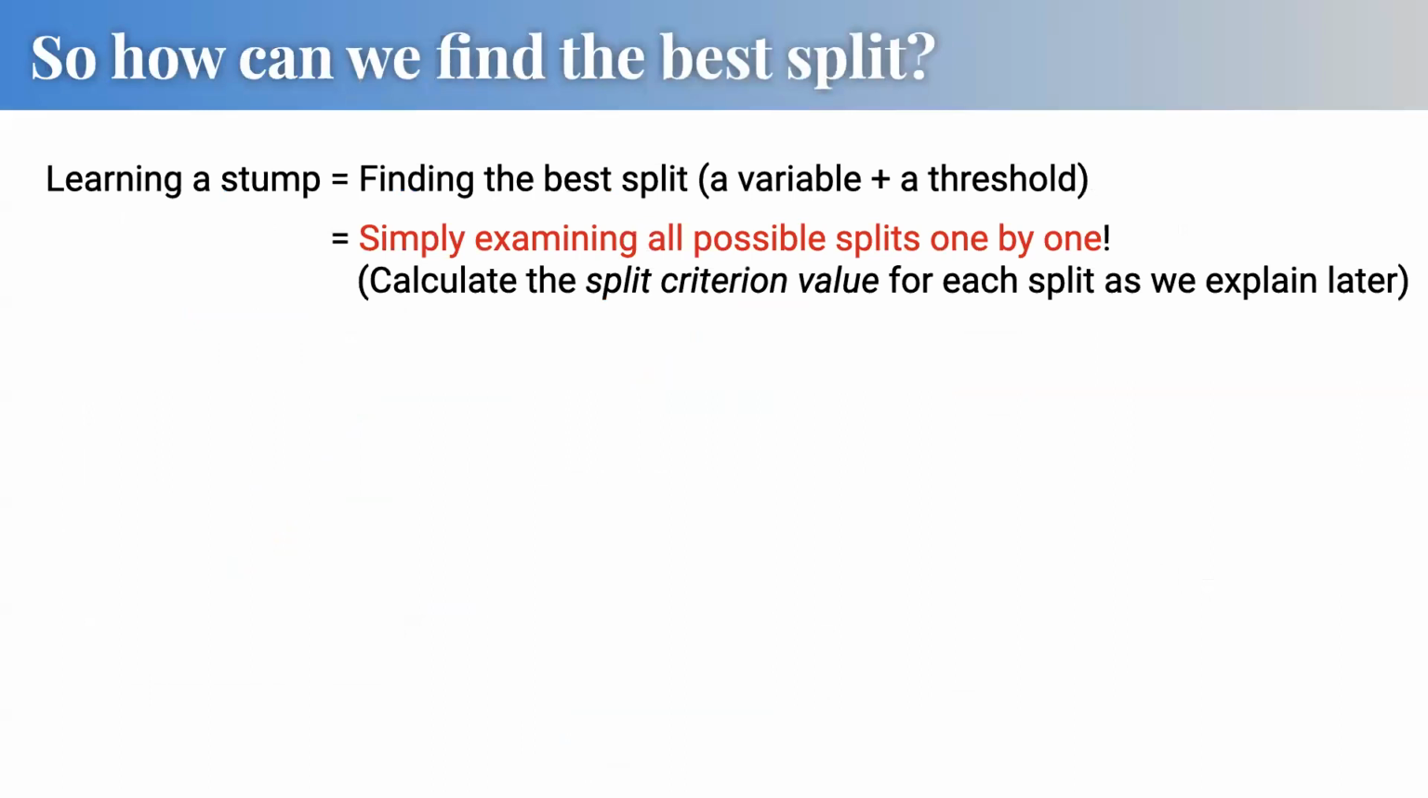So the problem is how we can find the best split here. Finding the best split is learning a decision stump, a one node split, and that is one of the core components of our decision tree learning algorithms. But it turned out it's a straightforward way: just simply examining all possible splits one by one. So it's a very easy algorithm. No complicated tricks here. Just test every possible split.